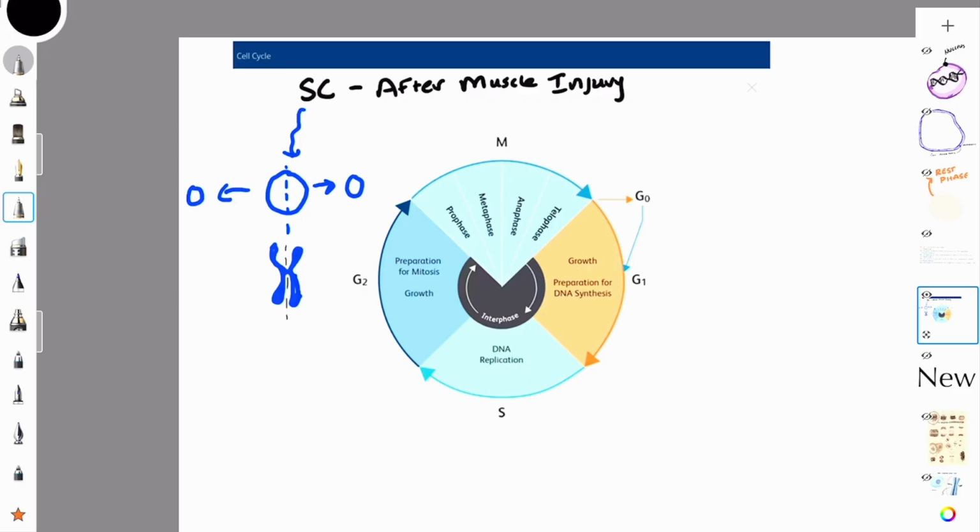So this must also be split in half, and we have 46 of these. Some of the genetic information is going to go to that new cell. Some of the genetic information needs to go to that other new cell. And this is how muscle is going to get repaired.